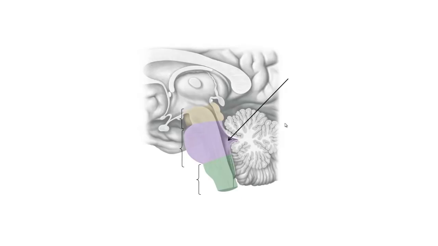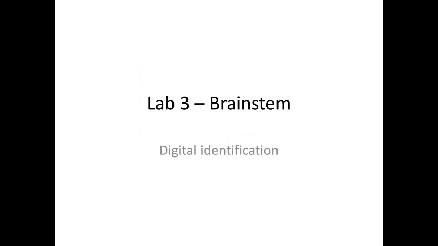Again, a sagittal view. We can clearly see the fourth ventricle sitting in between the pons and our cerebellum.